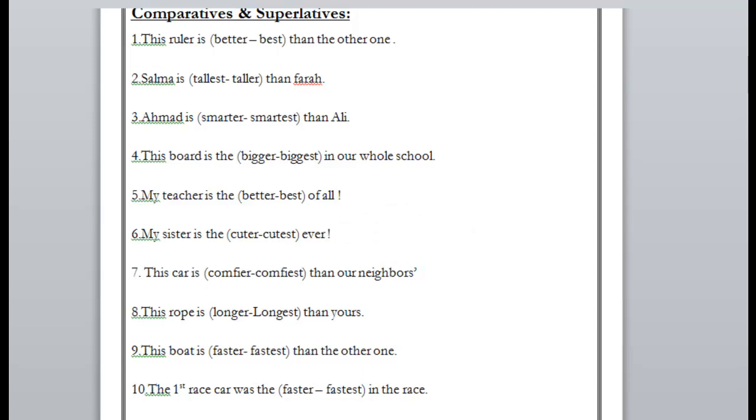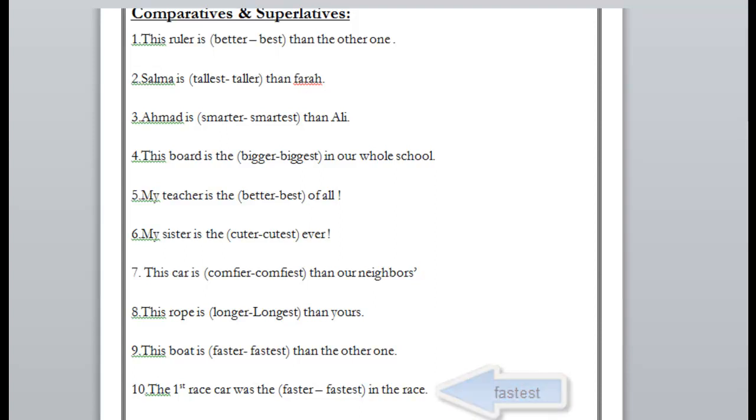Okay, let's take another example. Number 10. The first race car was the faster or the fastest in the race. There is what before the adjective? The word the. Whenever you see the, you add to the adjective after the word the est. So, could it be faster or fastest? Yeah, fastest. Good, guys. You're all perfect. So, you got this point?